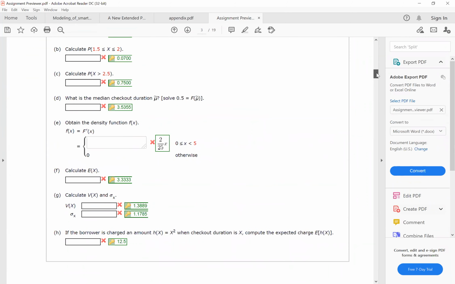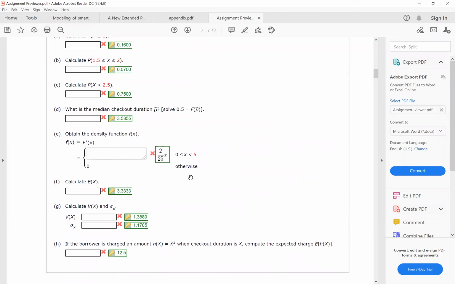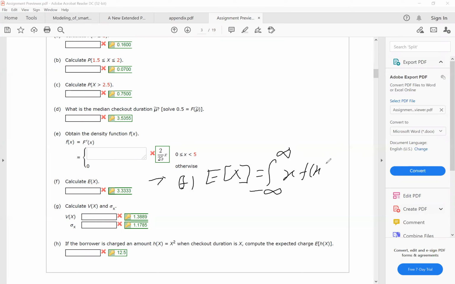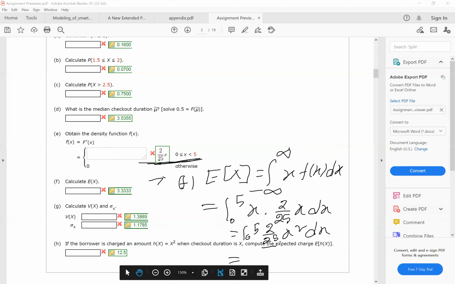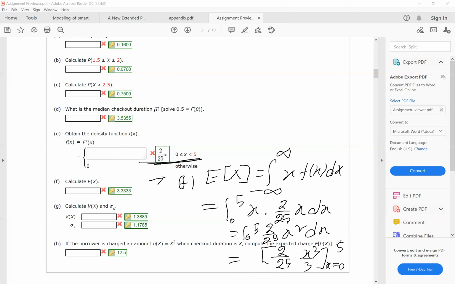Okay, part F: we have to find the expected value. The definition of the expected value of x is the integral from negative infinity to infinity of x f of x dx. But f of x is defined for x from 0 to 5. So the lower limit is 0, the upper limit is 5, x times f of x, which is 2 over 25 x, dx. So it will be the integral from 0 to 5 of 2 over 25 x squared dx. If you integrate this, it will be 2 over 25 times x cubed over 3, with x from 0 to 5. Now just plug in 5 for x, and that will be the expected value. So the expected value is 3.3333. This is the expected value of x.